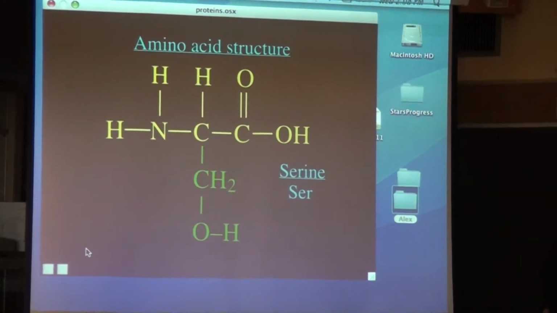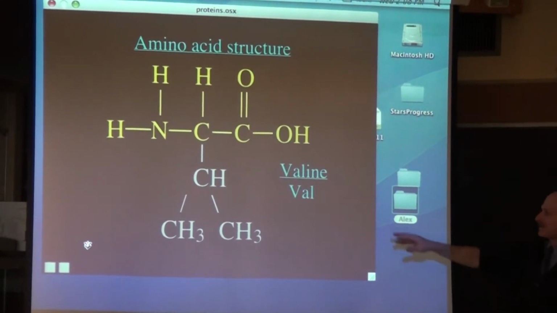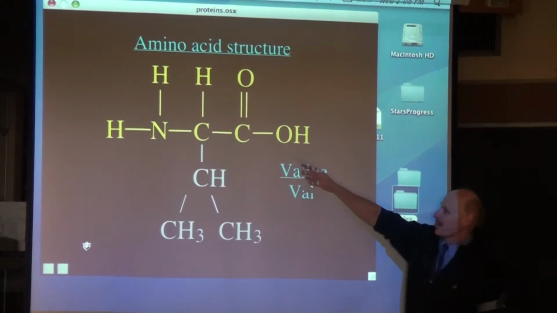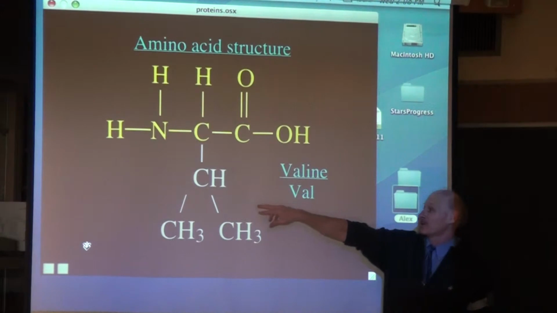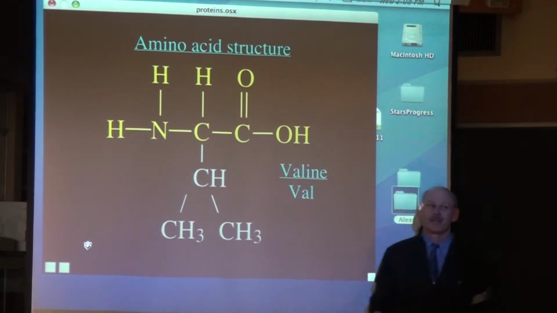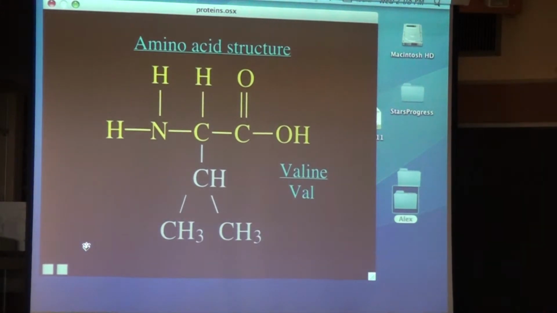Here's another amino acid. This one's called valine, or Val for short, and its R group looks like this, which you can see is nonpolar. Just all carbons and hydrogens, no partial charges. Nonpolar R groups are fine also.